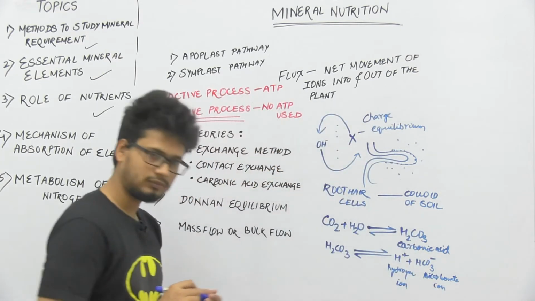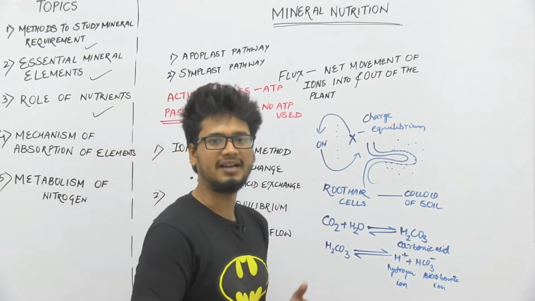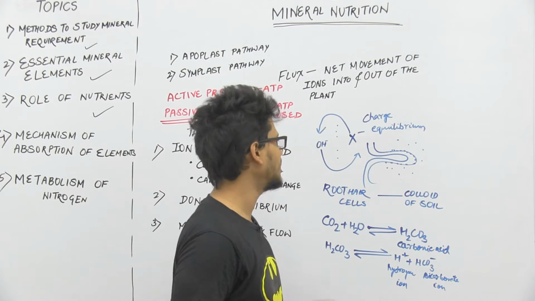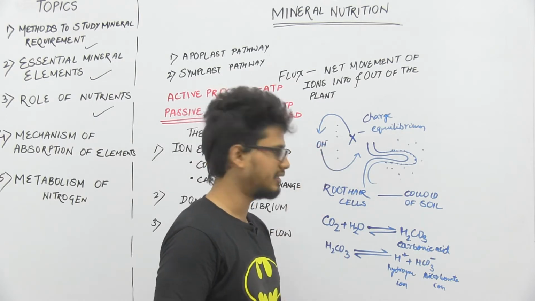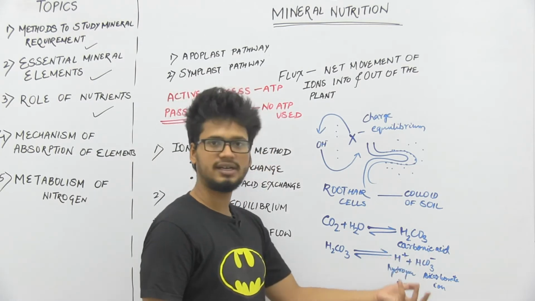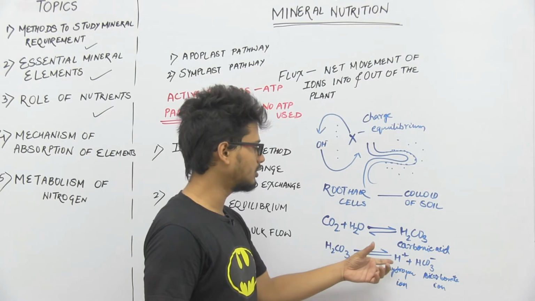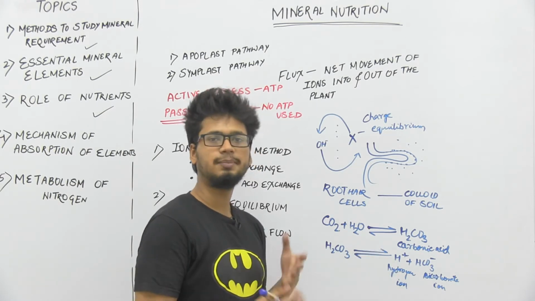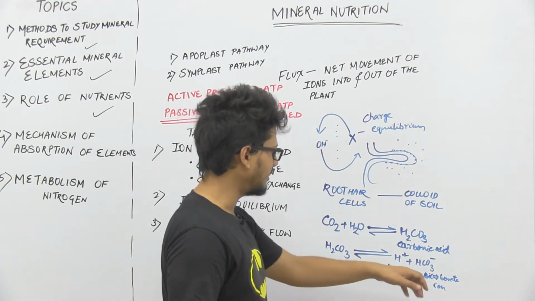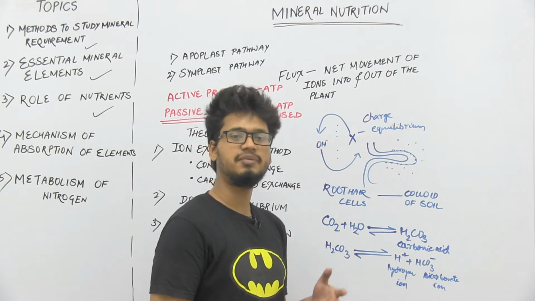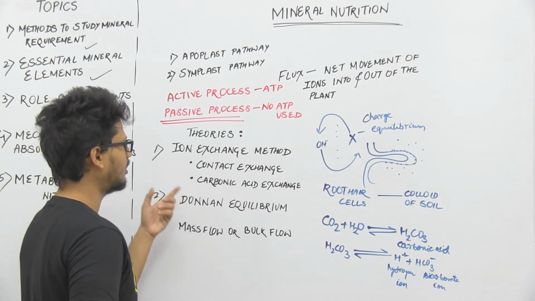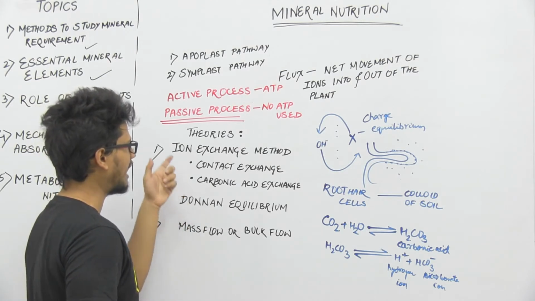Okay, so again here you can see a definite pattern is being followed. In the first case, which was contact exchange, we also had H plus and OH minus. Here also we have a positive ion and a negative ion, so we basically have a cation and an anion. The hydrogen ion can be exchanged by the plant with any positive ion, that is with any cation, and the bicarbonate ion can be easily exchanged with any negative ion or anion.